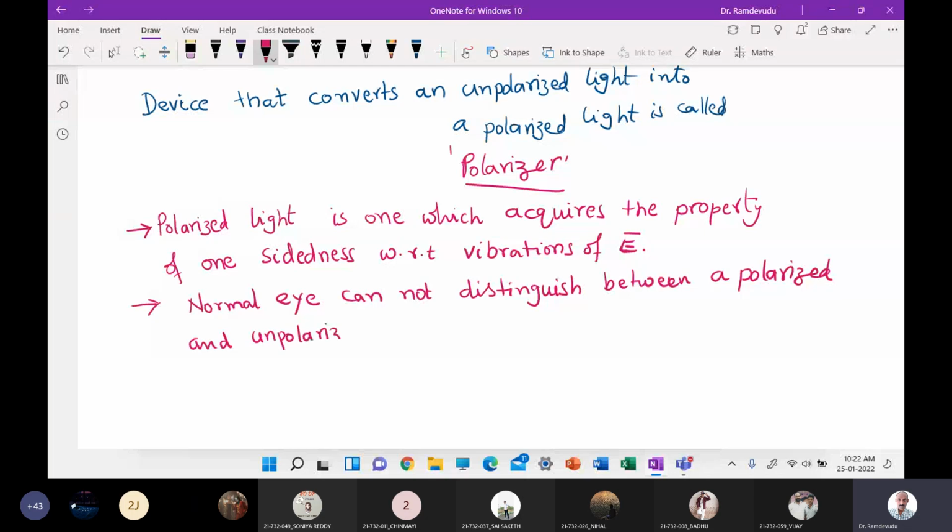Unpolarized light. Our eye cannot distinguish. Our eye has no capability of distinguishing between polarized light and unpolarized light. That's why we need some devices called polarizers and analyzers to analyze whether the light is polarized or unpolarized.